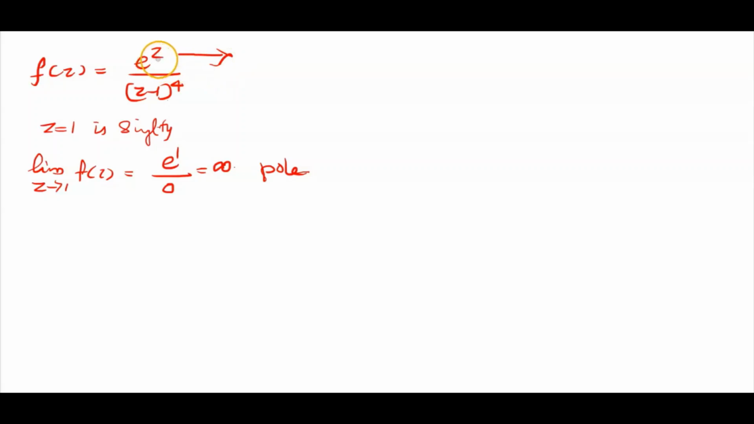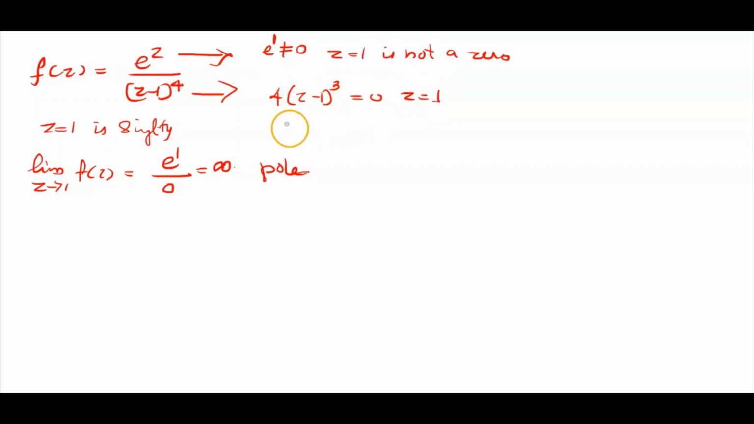Let's check the numerator. Numerator e raised to z, when we put z is equal to 1, is e raised to 1, which is not equal to 0. That means z is equal to 1 is not a 0 of the numerator. For the denominator, z is equal to 1 is a 0. Finding the derivative, the derivative is 4 into (z minus 1) all cube. This is also 0 when z is equal to 1. And the next derivative is 4 into 3, 12 into (z minus 1) all square, and this is also 0 for z is equal to 1.